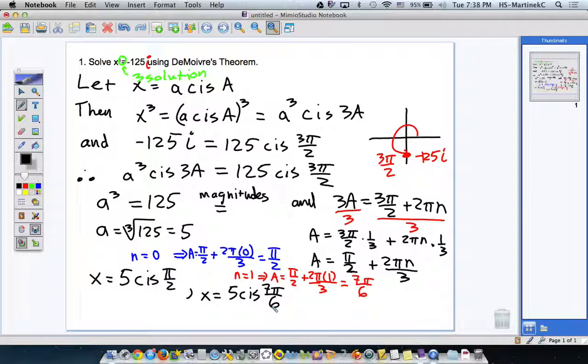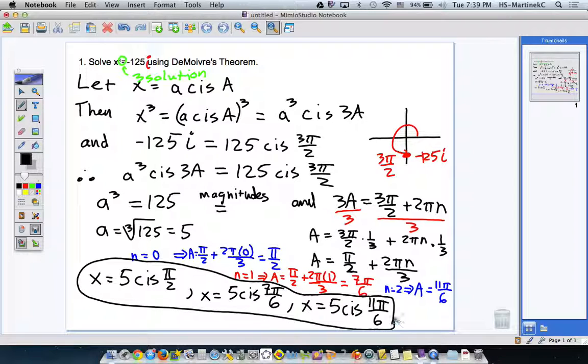And then for our third answer, we could let n equal 2. So if I put 2 in there, now we have 1/2 plus 4 pi over 3, and that would give us 11 pi over 6. So then we'd have x equals 5 cis 11 pi over 6. And we have our three solutions. They're in polar form. And all we did was use DeMoivre's principle to help us find that.